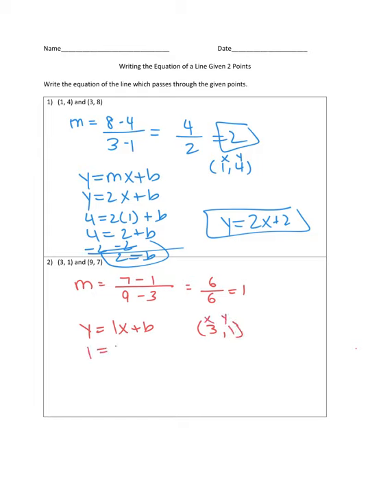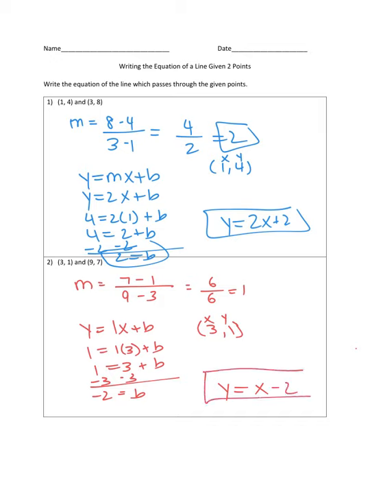So I have 1 equals 1 times 3 plus b. 1 equals 3 plus b. Subtract the 3 over. b equals negative 2. So I have y equals 1x, which is just x, minus 2. The 1 becomes invisible. Okay, going to number 3.